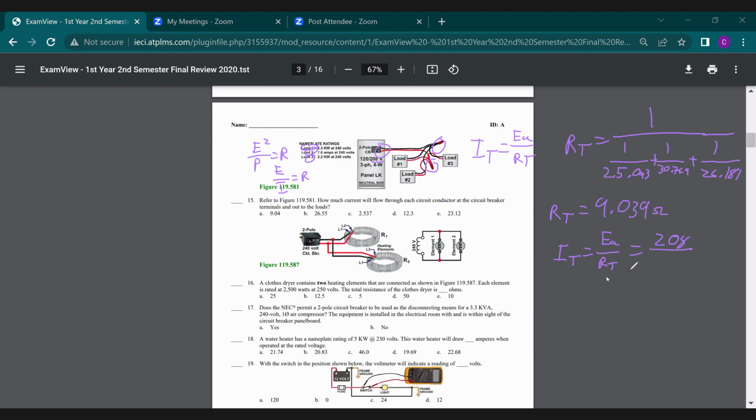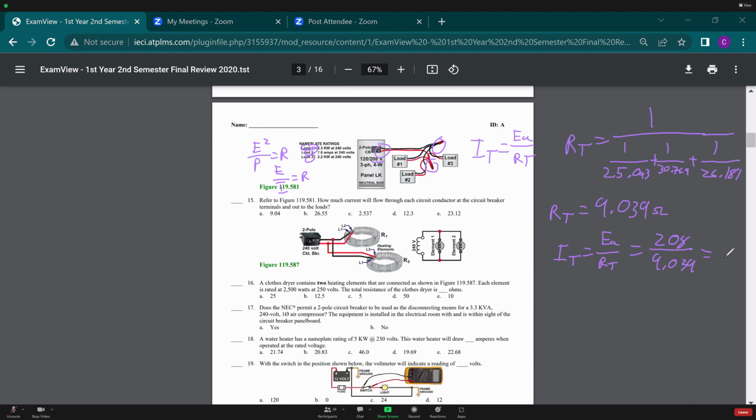All right, now that we got that resistance total, we can plug it into this final equation here. I total equals E applied divided by R total, 208 divided by 9.039. 25.32, Chris. Does everybody agree? Oh, I definitely typed in the wrong number. 208 divided by 9.